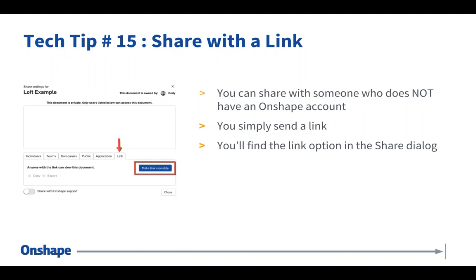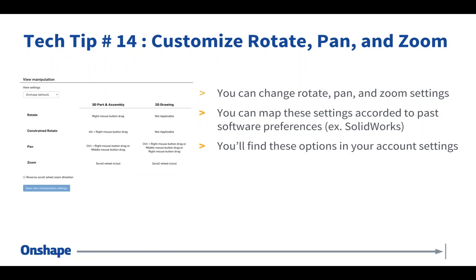Now that's tech tip number 15. Let's move on to number 14 in our list, and that is customize, rotate, pan, and zoom. And again, this is just one of those things that I get asked really, really often. Can I change the zoom settings? Can I change how Onshape rotates or pans? I'm used to XYZ CAD application, SolidWorks, Creo, one of those types of CAD applications. Can I make my mouse settings match those CAD applications?